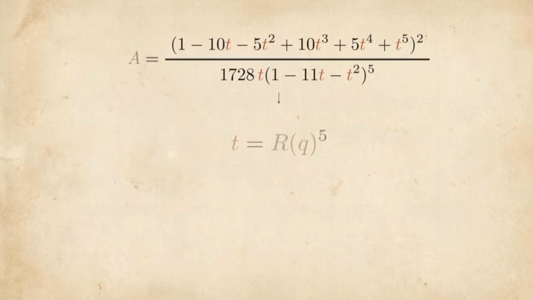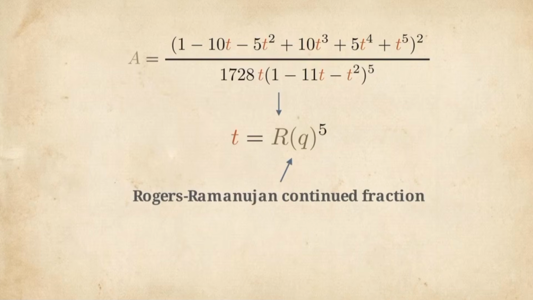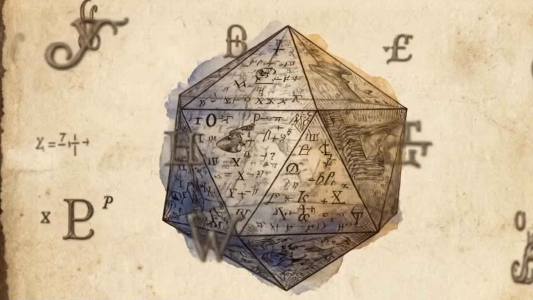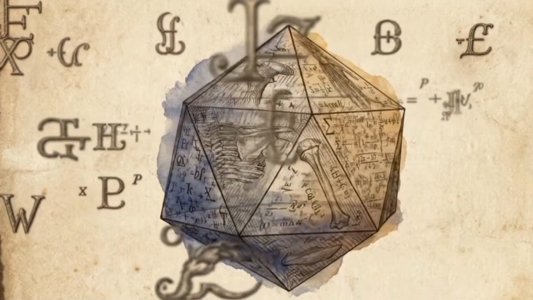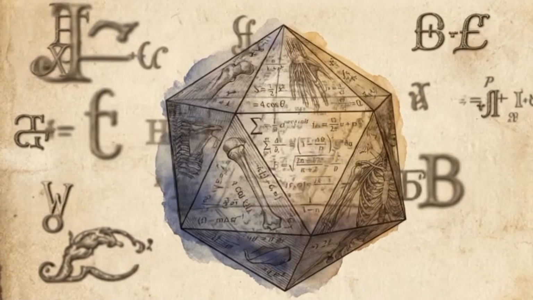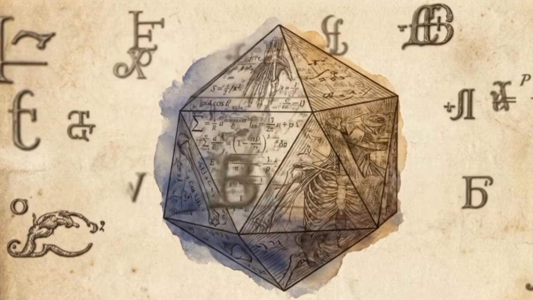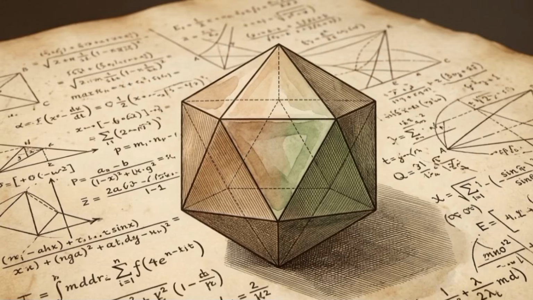This identity links our parameter a to a new variable, t. In this context, t is defined as the fifth power of the Rogers-Ramanujan continued fraction. While this expression involves high-degree polynomials, its complexity is structured. Because of icosahedral symmetry, we can systematically invert this equation to find t. This equation maps our algebraic problem onto a solvable modular framework.